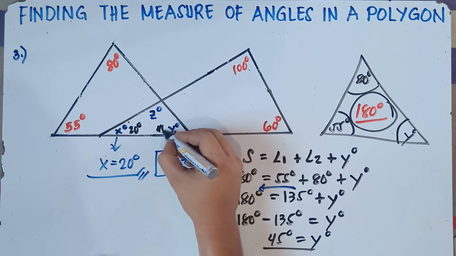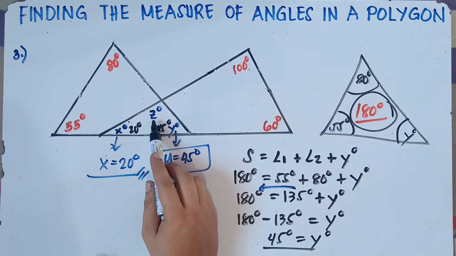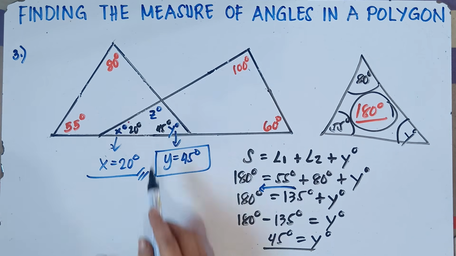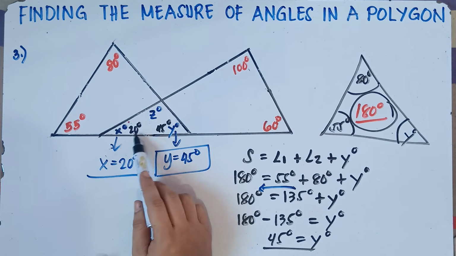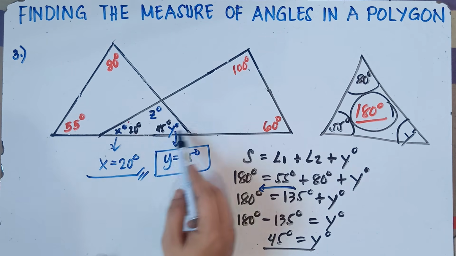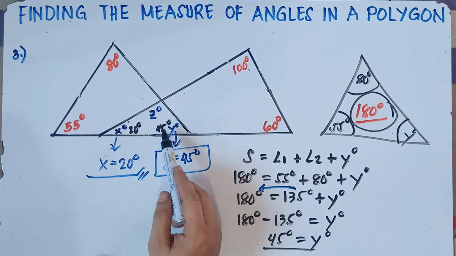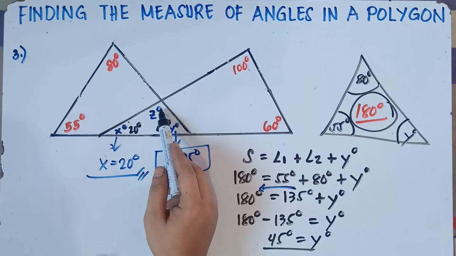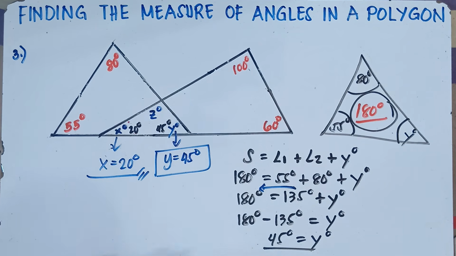This is 20 degrees. This is 45 degrees. Therefore, we can now find the value of z, right? To find the value of z, we can just simply add this up and then subtract it from 180 because this is a triangle, a small triangle. So 20 plus 45, and then we subtract it from 180 to get the value of z.